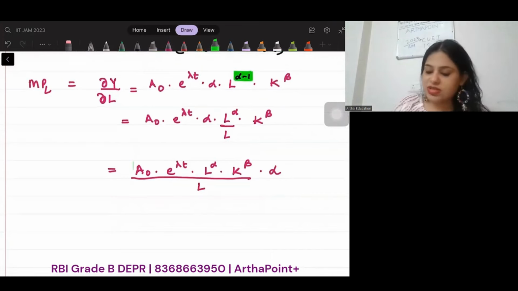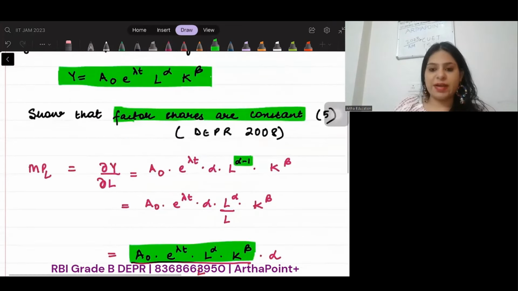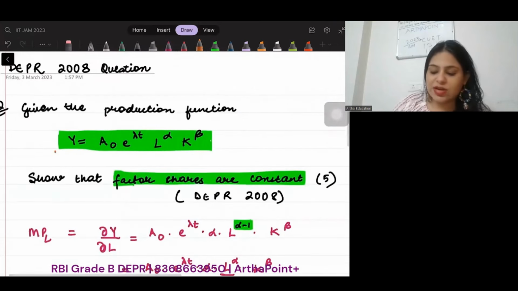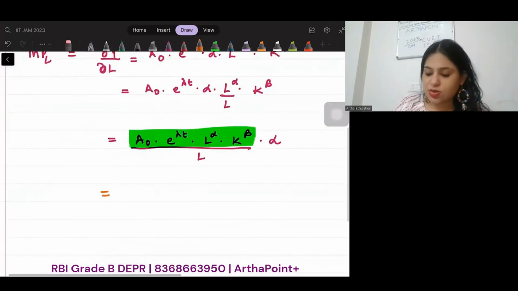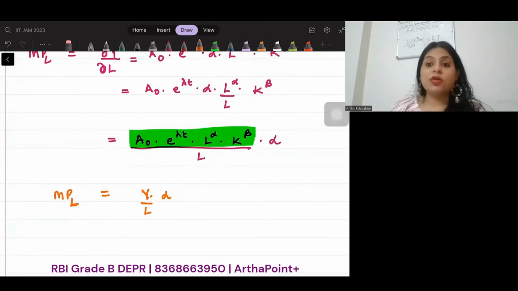Now, if you notice, this part is simply Y, because this is exactly what I have here. So this is going to be Y into alpha by L. This is the marginal product of labor. So the marginal product of labor is Y by L into alpha.